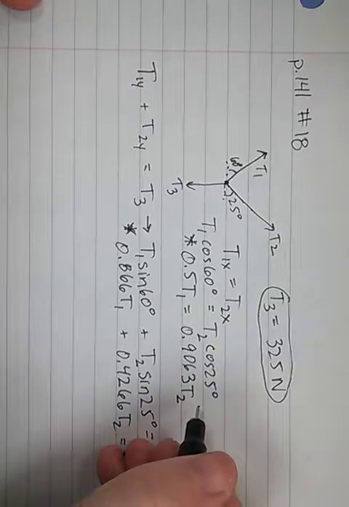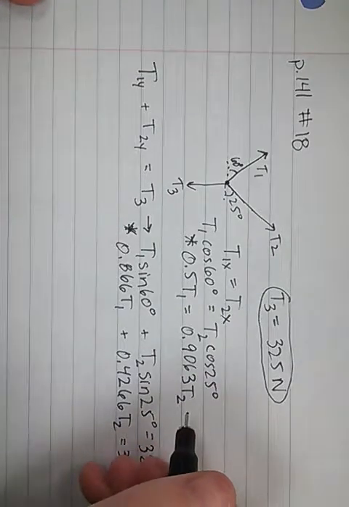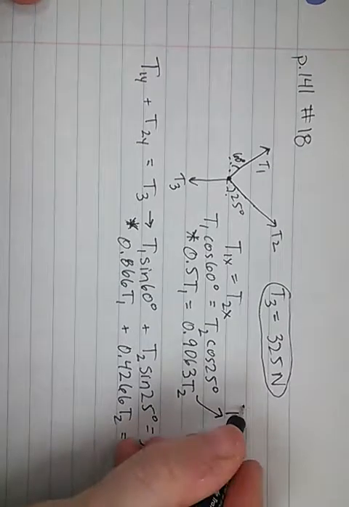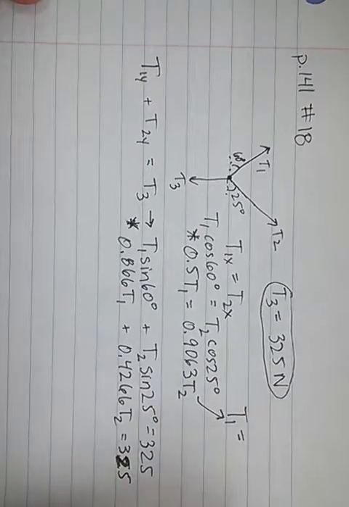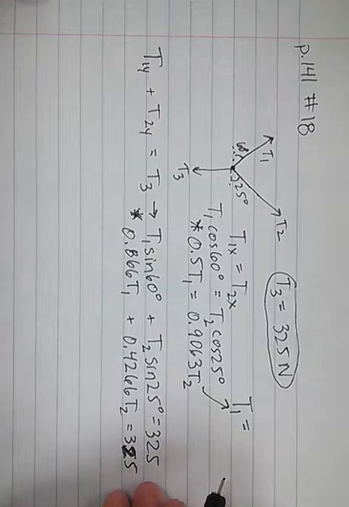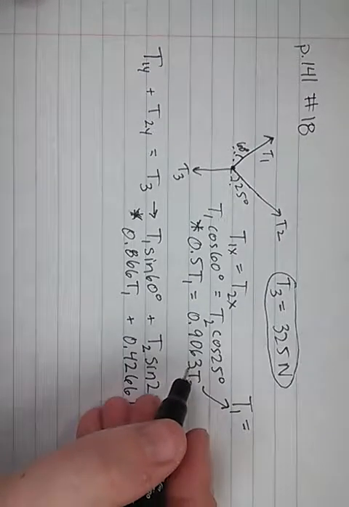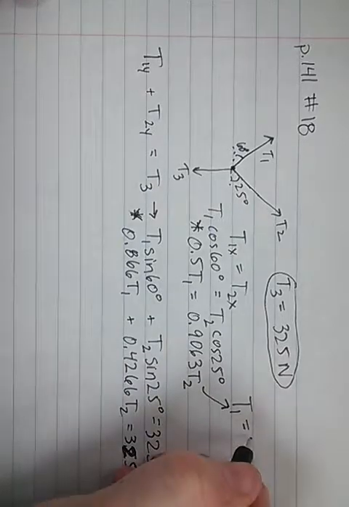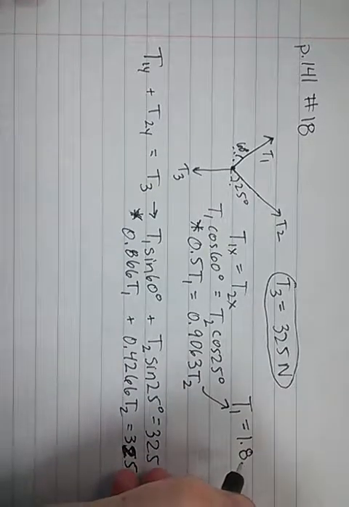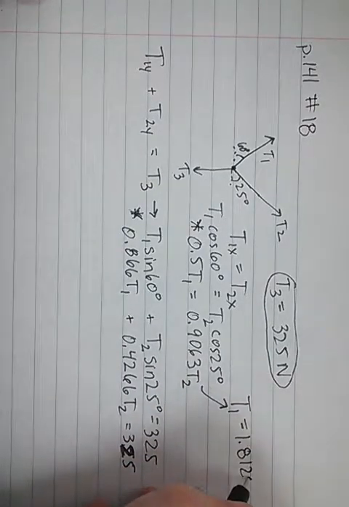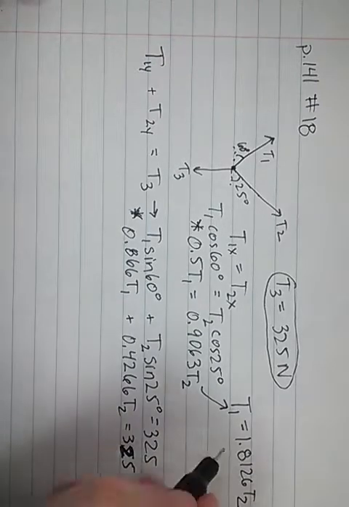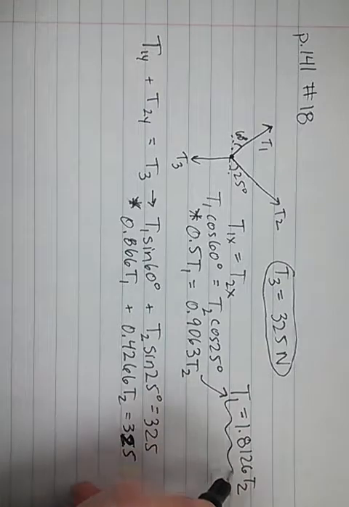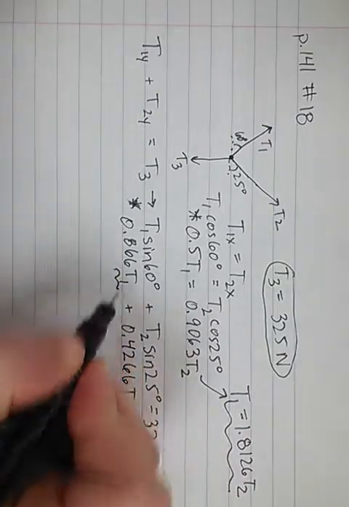I'm going to do basically the same thing that I did for the traffic light problem. I'm going to solve this guy for T1. So T1 is going to be equal to 0.9063 divided by 0.5, which is 1.8126 T2. And then I am going to plug this into right here.